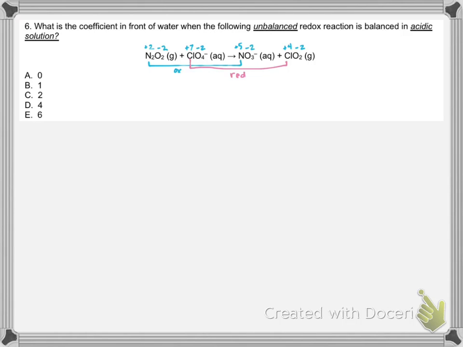So now that we know that, we're going to split our reaction into half reactions. So we can start with our reduction half reaction, where we'll have ClO4- becoming ClO2. And then we can write our oxidation half reaction, which will be N2O2 becoming NO3-.